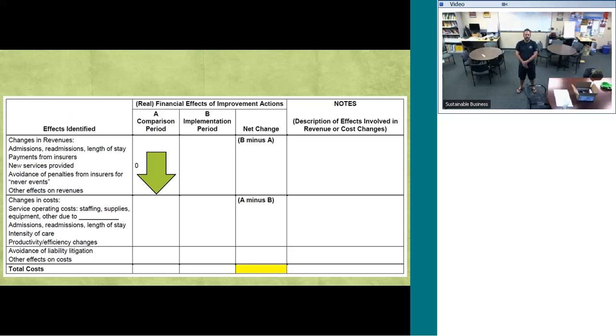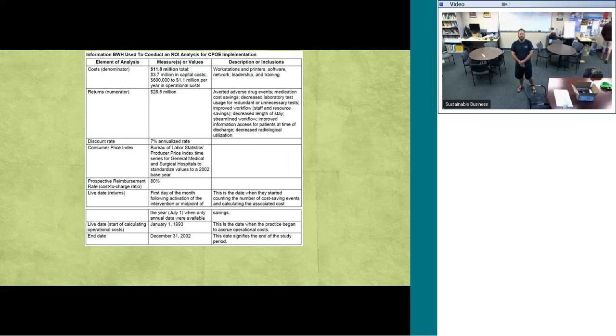You're going to look at the exact same comparison period that you had for your revenues. You're going to do that same time frame for your costs, and also for the implementation period that you're going to have in the future. Again, take the net change between those, and that gives you your revenues divided by your costs, which will give you your ROI. So here's an example of what that would look like for a larger business.